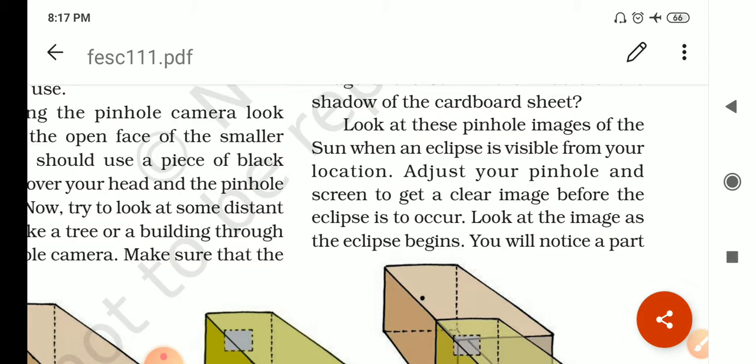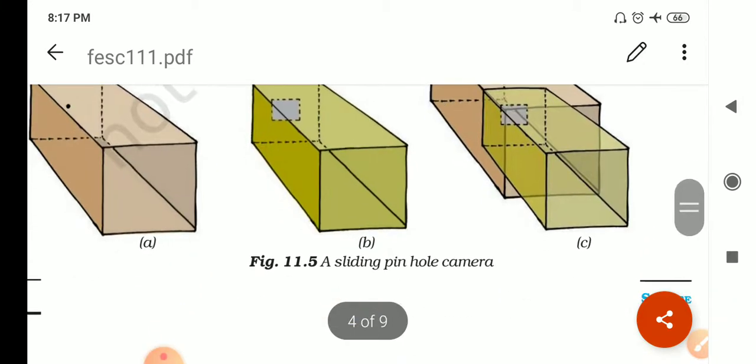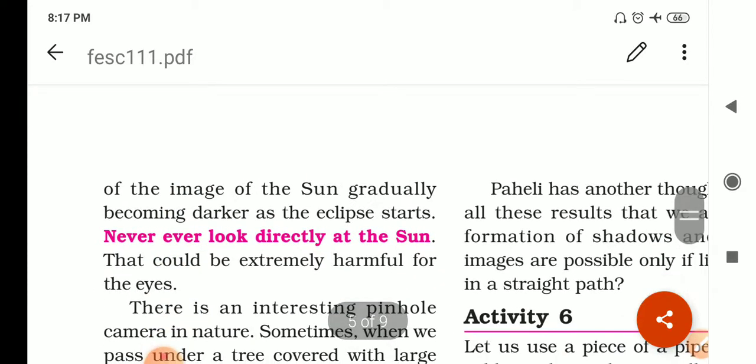Look at the image as the eclipse begins. Then you will notice a part of the image of the sun gradually becomes darker as the eclipse starts. Right? And one more most important thing, never ever look directly at the sun, otherwise it will be very harmful to us, because a limited amount of light should enter into the eye so that a clear image will be formed, and the excess light can damage the retina, right? So never ever look directly at the sun.